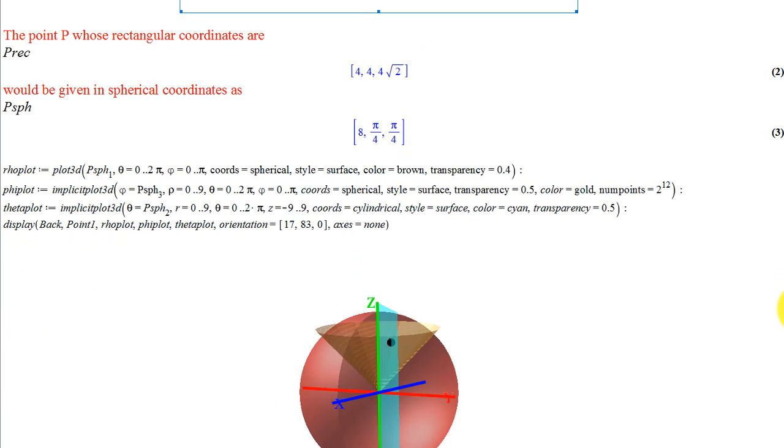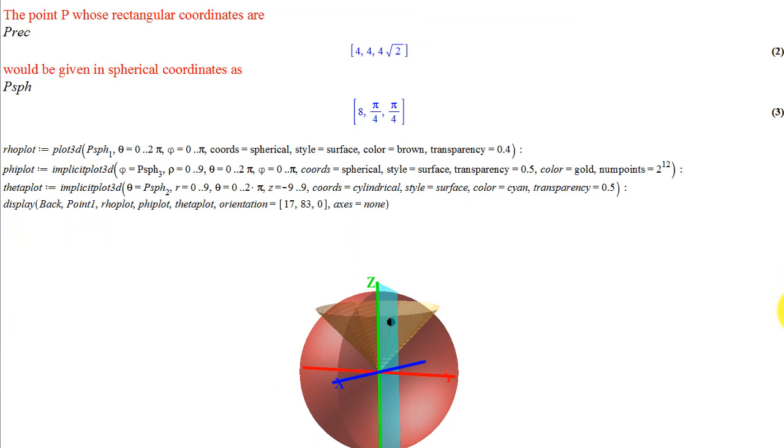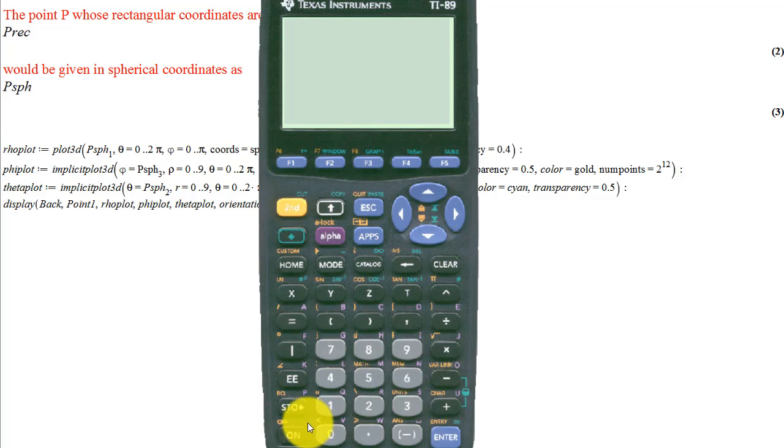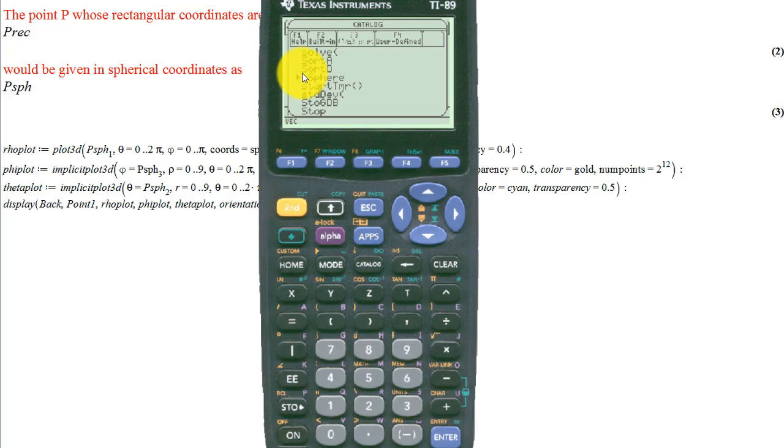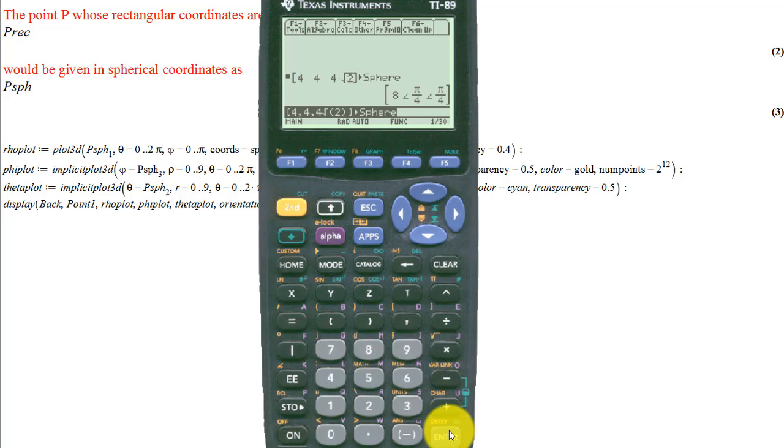Now here's the point (4, 4, 4√2), and I've converted that in Maple to its spherical coordinates, which are 8, pi over 4, pi over 4. Now to do that conversion on your TI-89, you type bracket 4, 4, 4 square root of 2, and then on the catalog you go to the S's and find the triangle sphere, and that'll convert to spherical coordinates.